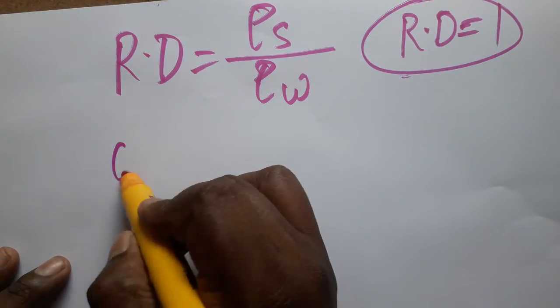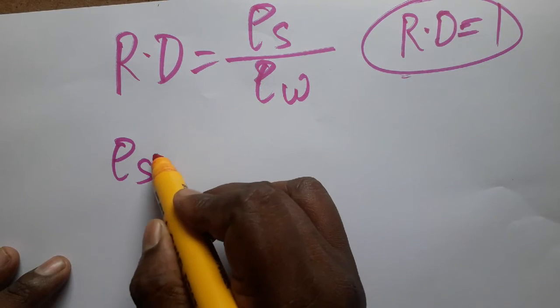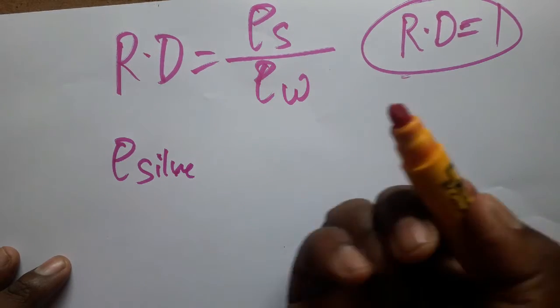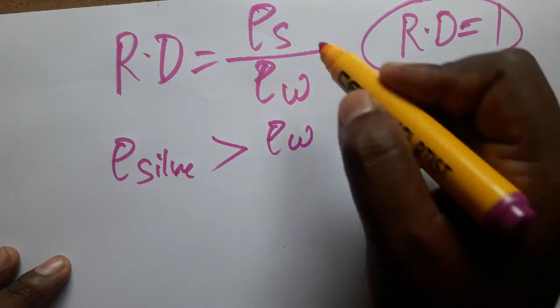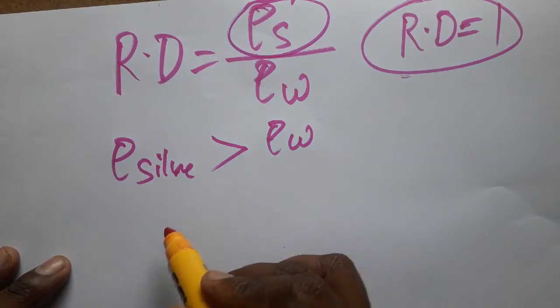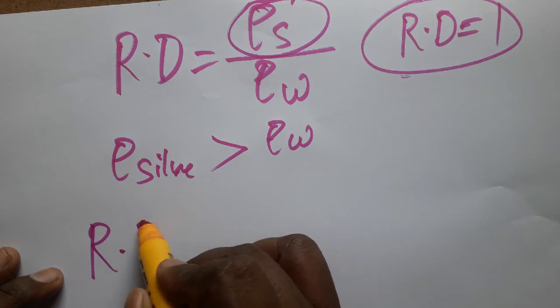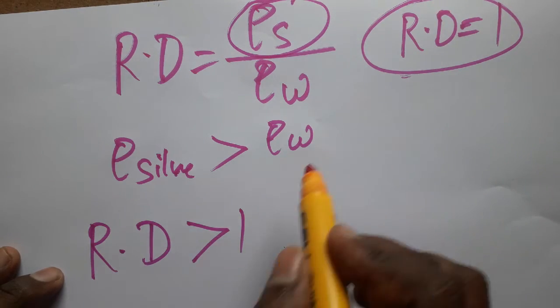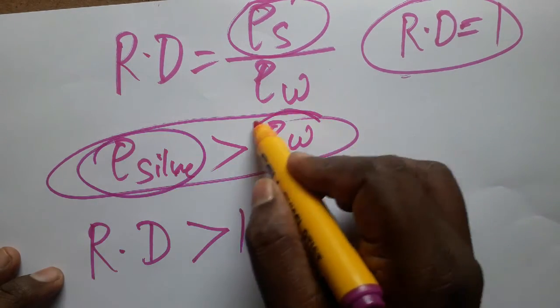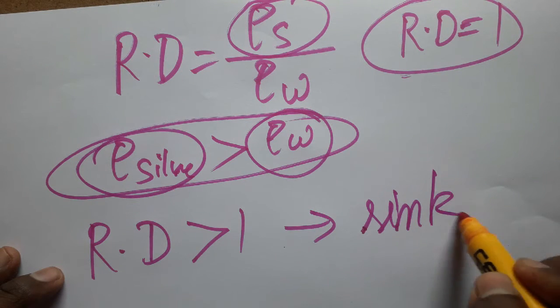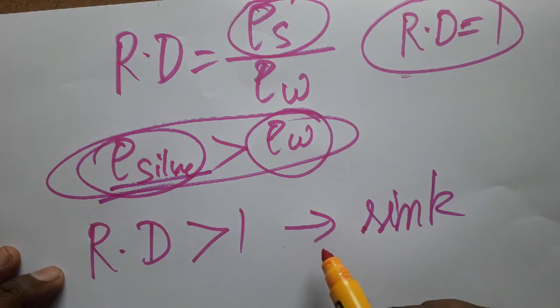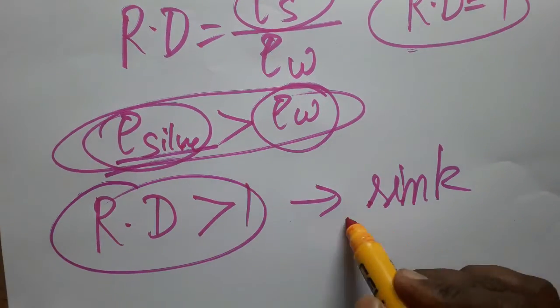In case the substance is silver, gold or iron, the density of the substance is greater than the density of the water. That means the numerator is greater than the denominator, so the relative density is going to be greater than 1. In this case this density is more than that, so it is going to sink. It has more density. So when the relative density is more than 1, the object is going to sink.